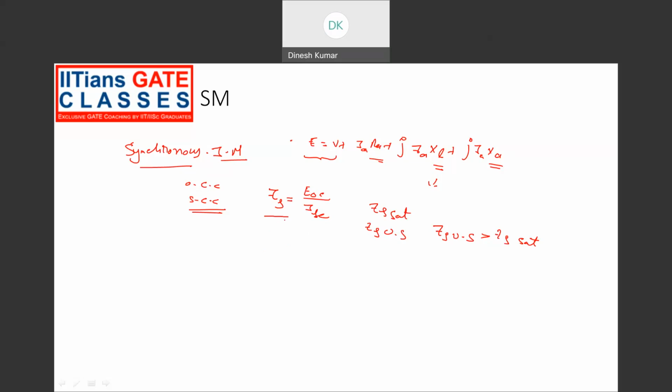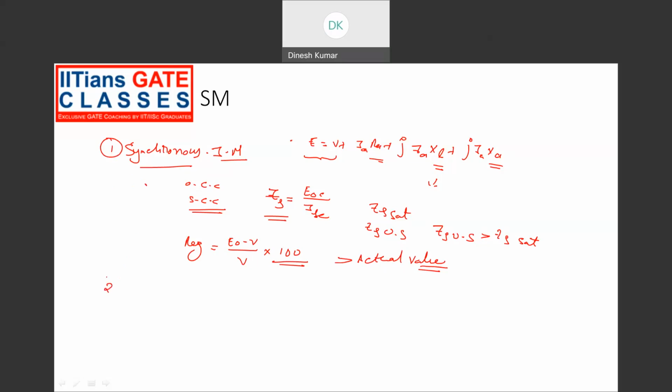If you find the voltage regulation using this method, we will be getting a voltage regulation value greater than the actual value. So this method is called a pessimistic method. This is the first method.